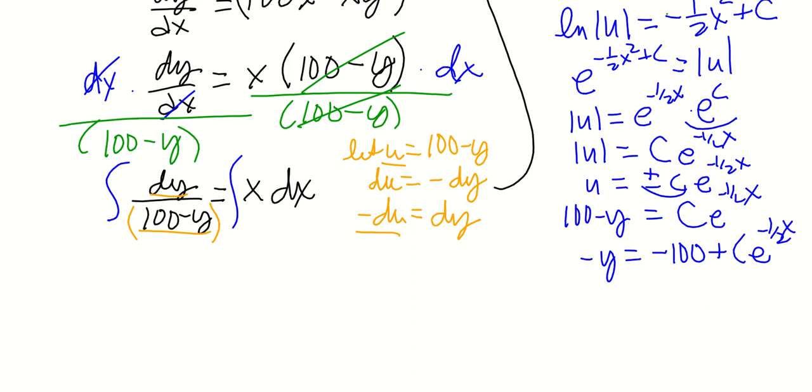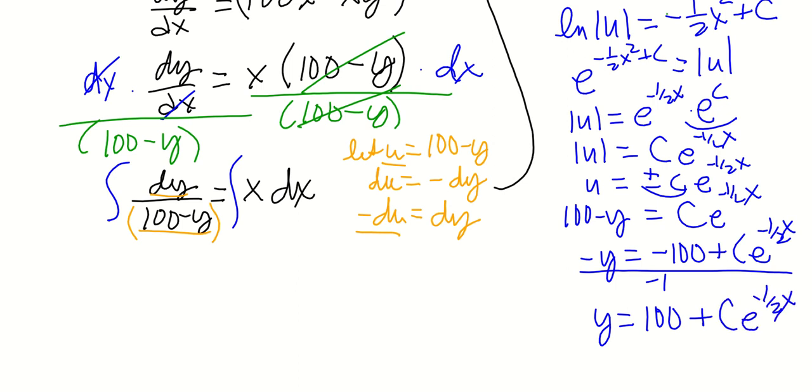Dividing through by negative 1, I get y equals positive 100 minus c e to the negative 1/2 x. But again, c could be positive or negative, so we're just going to make it plus c e to the negative 1/2 x. And that would be our answer for y. So that's that example. So I think I'll leave it at that.